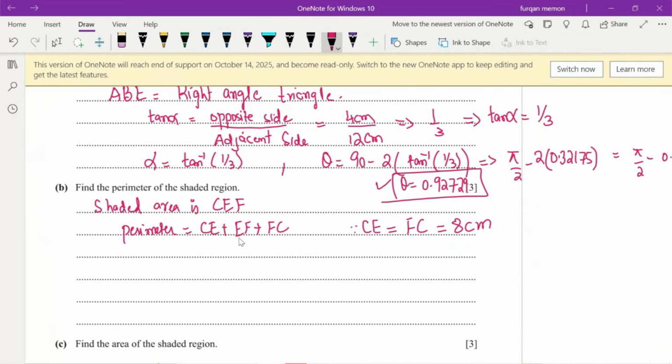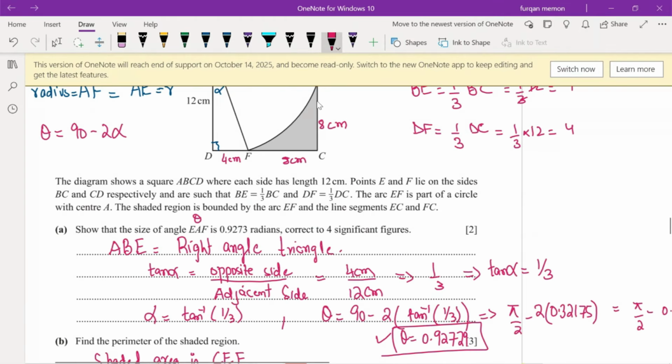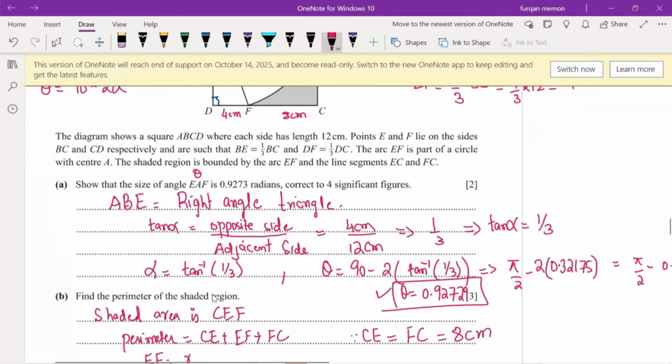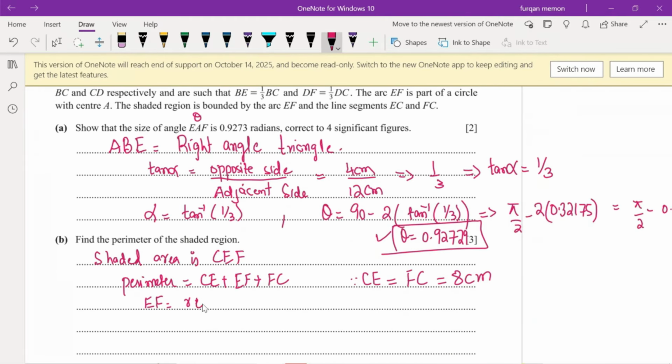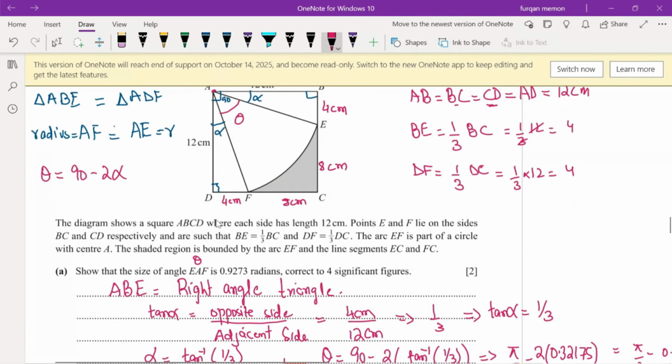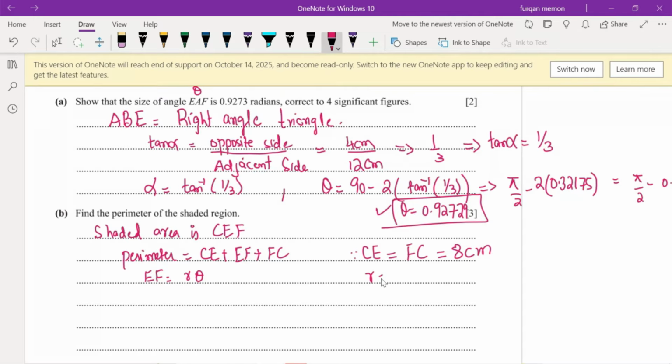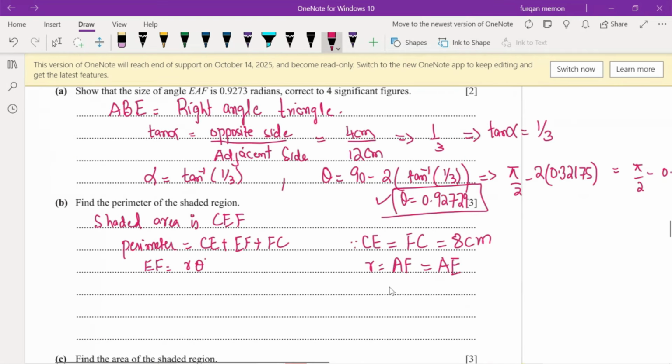To calculate the arc, this EF is equal to r, radius times theta. So what is the radius? Radius is AF or AE. And theta, which we have calculated, is 0.9273. Okay. We need to find the value of AF.